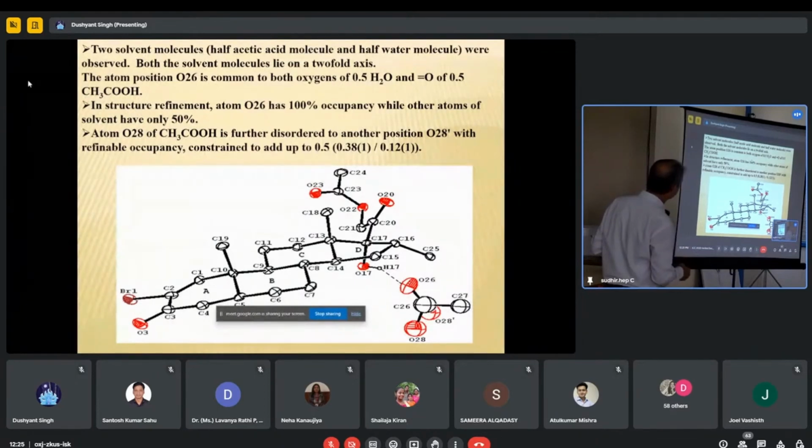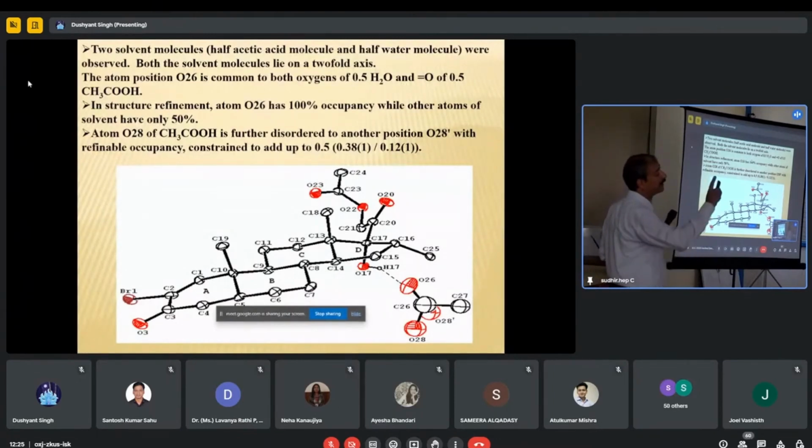Atom O28 of the CH3COOH acetic acid is further disordered into another position, O28, with a refinable occupancy. This oxygen was showing disorder, and we have resolved it. In structure refinement, atom C26 has 100% occupancy, while the other atoms do not. Unless you have knowledge of crystallography, no one can solve this kind of disorder, where one atom of a particular solvent shows 100% occupancy and another shows 50% occupancy.